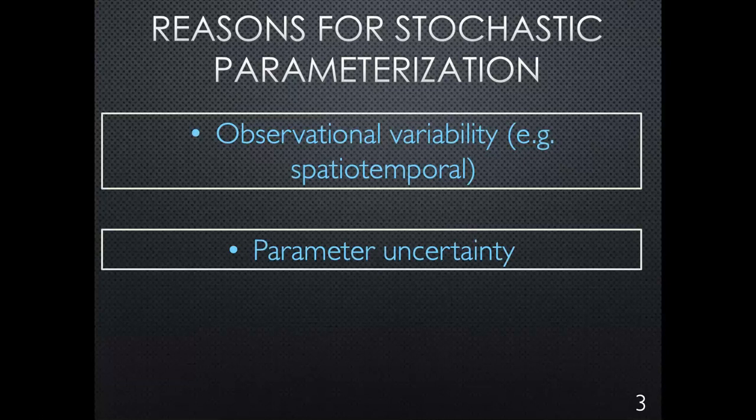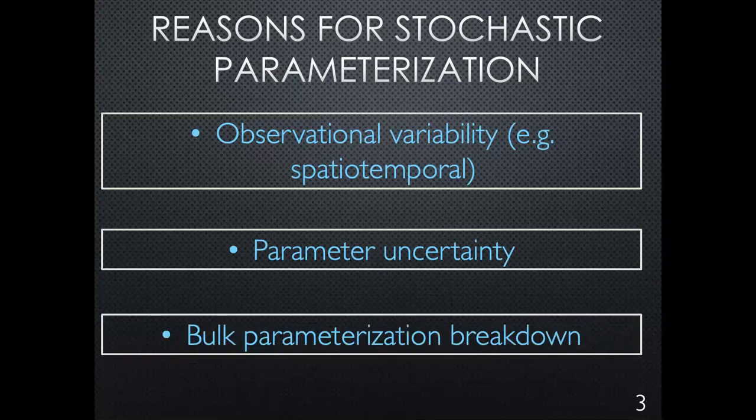Parameter uncertainty is another reason why we might explore stochasticity. For example, maybe a parameter isn't well observed, or some parameters are simple artificial constructs of the model, so-called tuning parameters, for which variability might be appropriate. And I think on a more foundational level, it's appropriate in instances of bulk parameterization breakdown, which occurs where there's no longer a large scale separation between the model's grid spacing and the parameterized process.